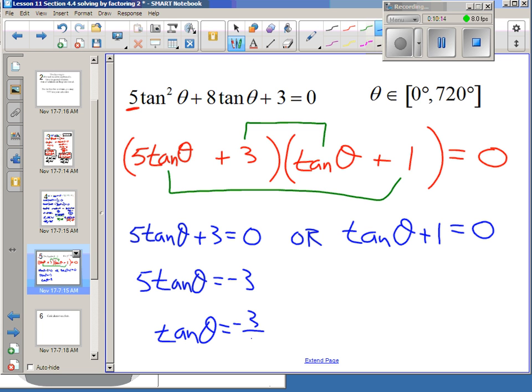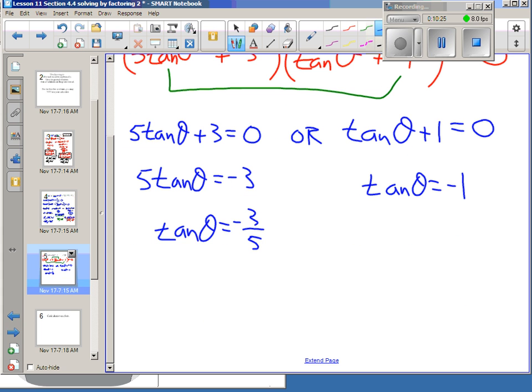Tangent of theta is negative 3/5. So I'm going to put that one on hold for now because that's not one I know in my head. If I come over here, though, tangent of theta is negative 1. Opposite to adjacent is negative 1, or my slope is negative 1, and that happens at the 45s in quadrants 2 and 4. And so I get theta is 135 plus 180n. There's my general solution right there.